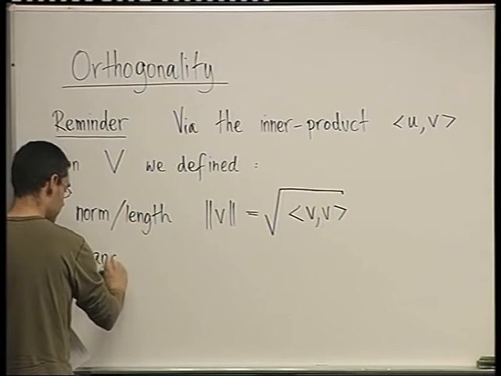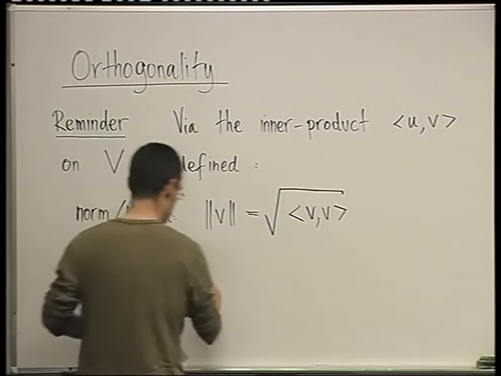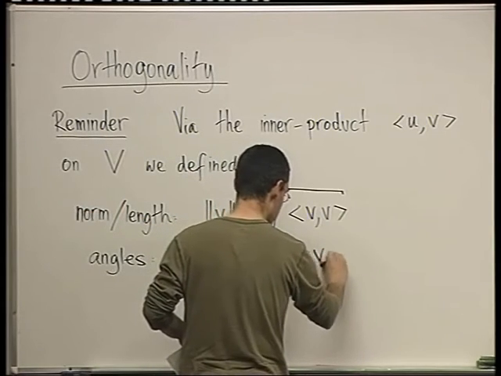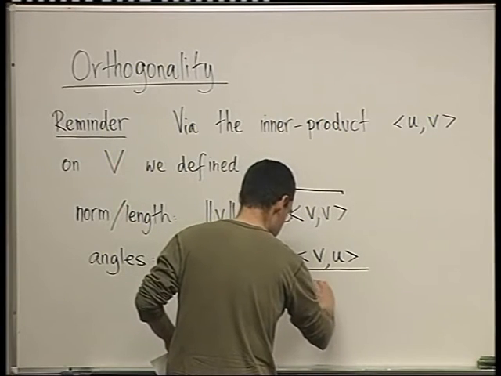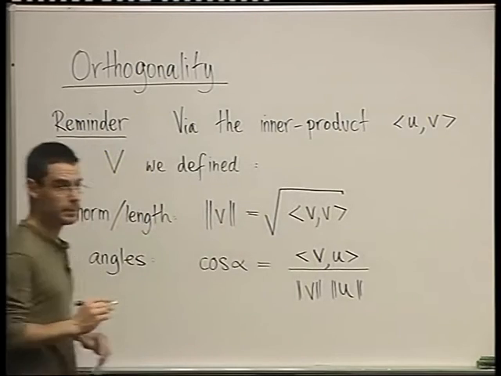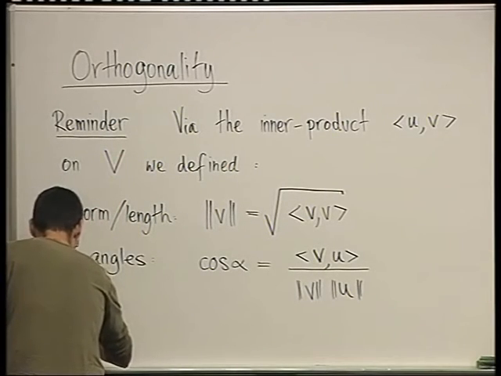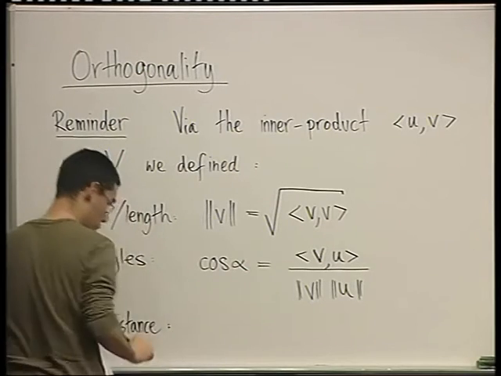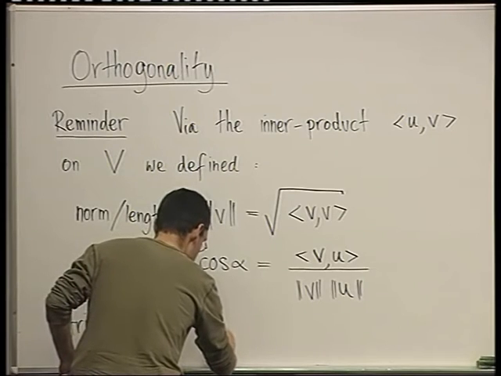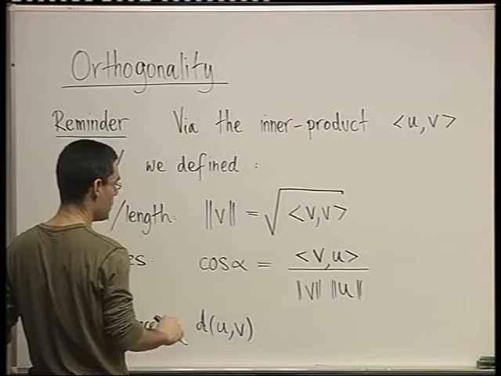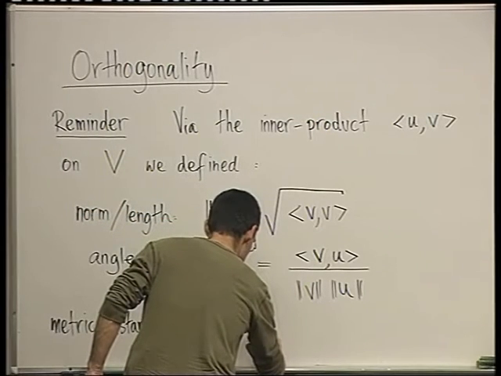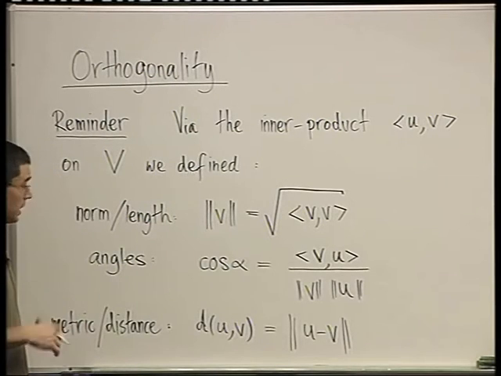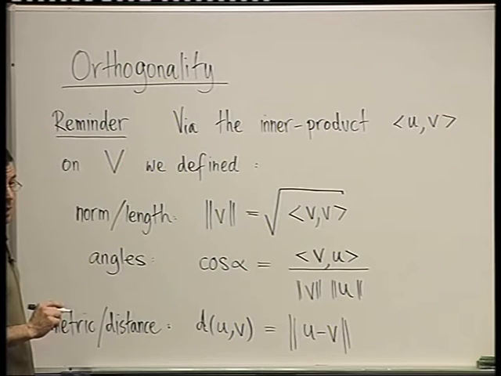We defined angles. The angle alpha between two vectors was defined so that its cosine is the inner product of the two vectors divided by the product of their norms. Remember this? And we defined distances, or a metric, for which we used the notation d(u,v). I don't know why I keep changing the order. Doesn't matter, of course. The distance between u and v is the norm of the difference. Okay, so this is the stuff that we did. And this is the geometric structure on an inner product vector space V.